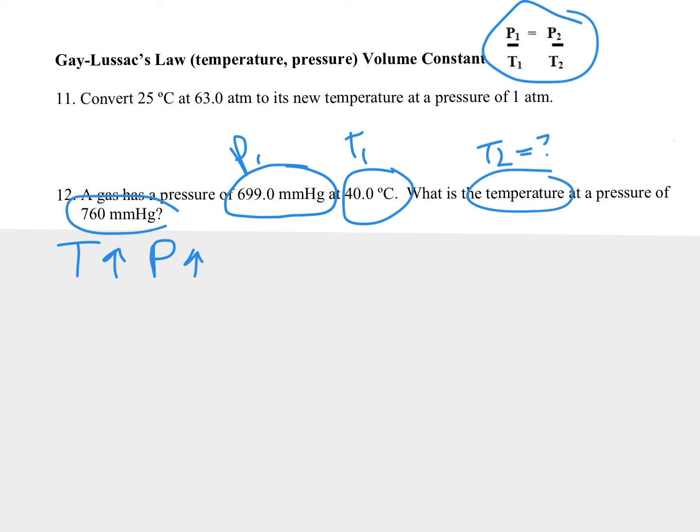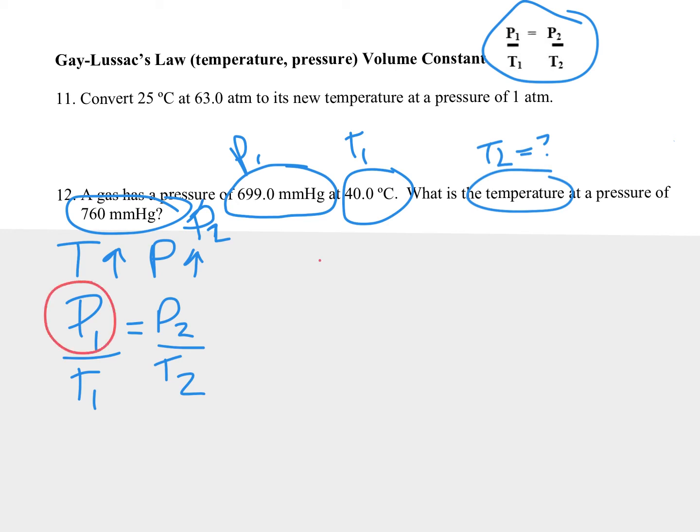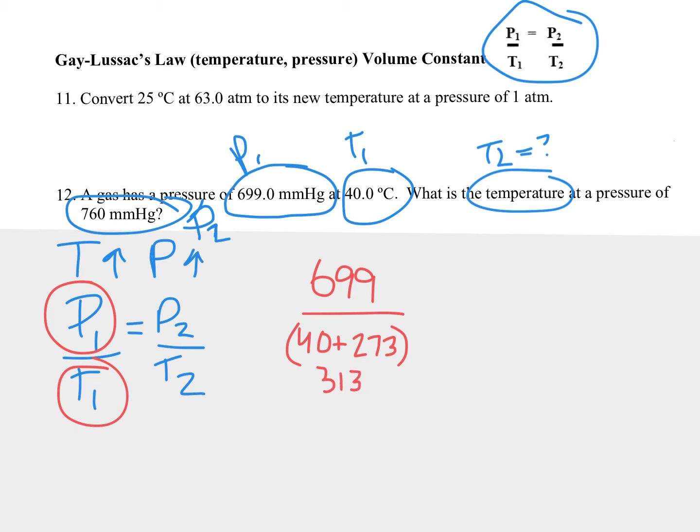When the pressure is raised to 760 millimeters of mercury, so that's going to be our pressure 2. As we see from up at the top, it's going to be P1 over T1 equals P2 over T2. That's Gay-Lussac's law. Let's start plugging in and getting our answer. Initial pressure is 699 millimeters of mercury, and the starting temperature is 40 degrees Celsius. As we know, we don't want our temperature at 40 degrees Celsius. We want it in Kelvin, so that's really 313.